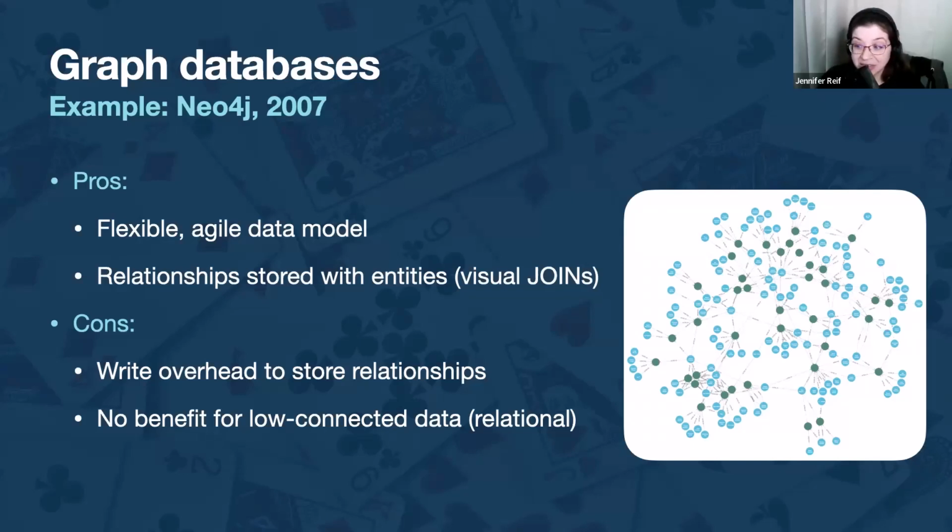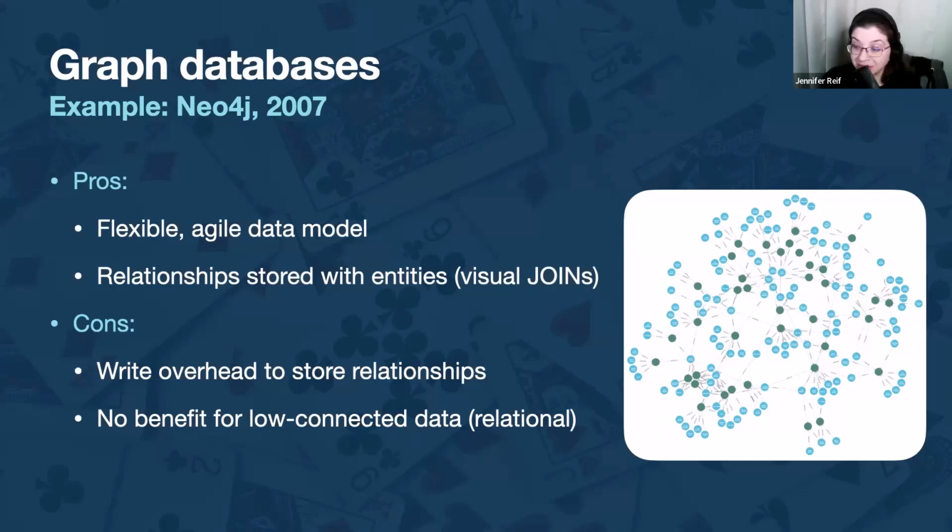The downside of this is you are going to have a little bit of write overhead when you actually store those relationships. And you're not going to see really any benefit when you have very low connected data. So something that's very tabular, not very many joins or not a whole lot of connections, you won't see much benefit there.